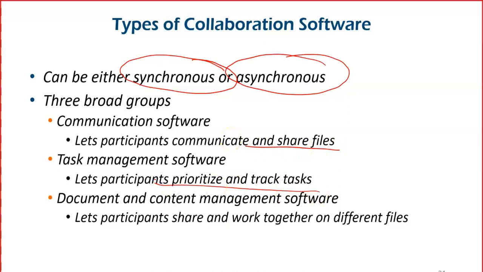And then you can communicate and share things together, or you can prioritize tasks together, or you can share work with different files with one another. So there are 3 groups of things that you can share, either conversation-wise, task-wise, or document-wise. So that's why there are 3 ways of sharing.